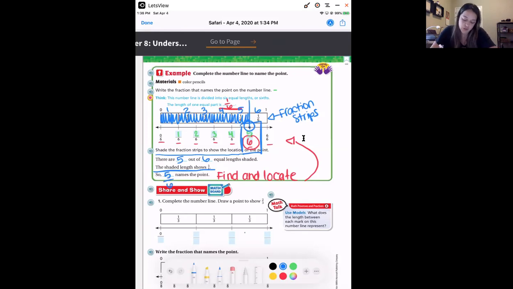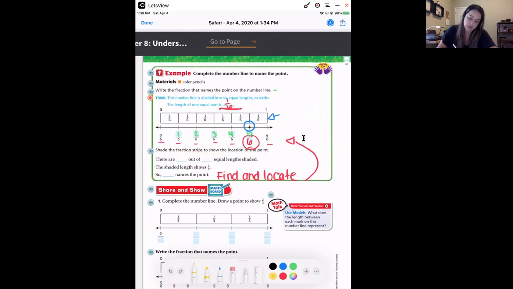I answered my questions. What were my questions? First, I needed to locate and find the different parts on my number line. And then after that, I located and found my point. All right, there's a lot going on here. So pause and go back before you move on. I'm going to erase it all. And if you need it, you will go back and check it out by yourself.